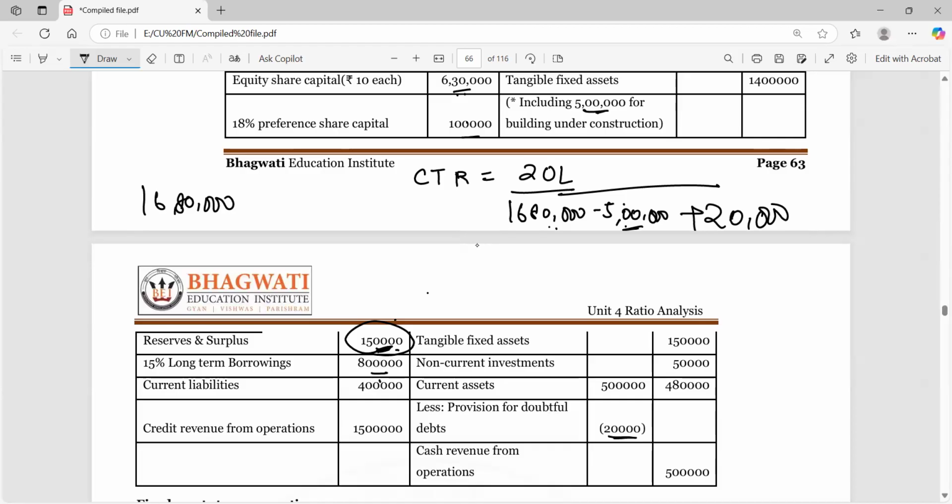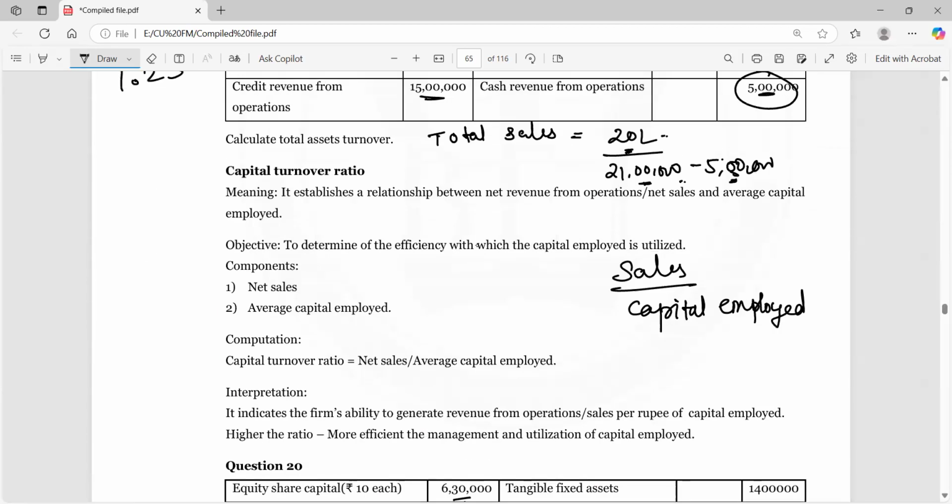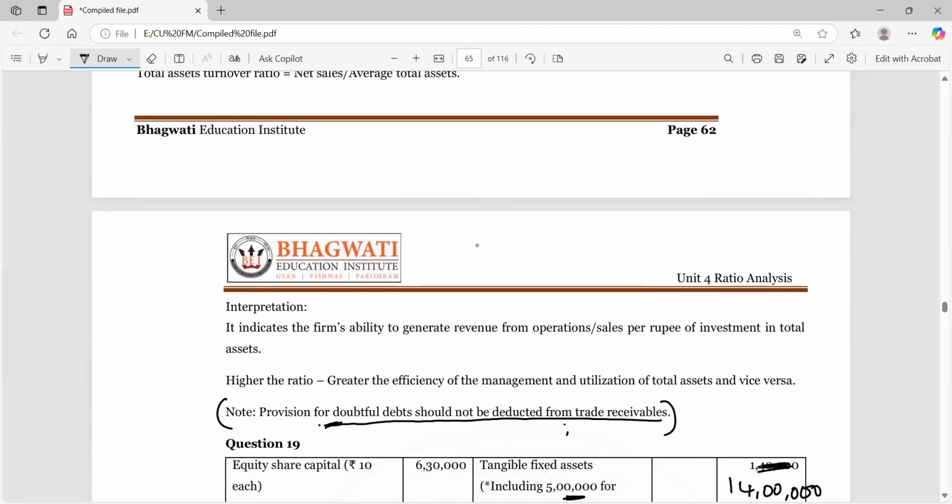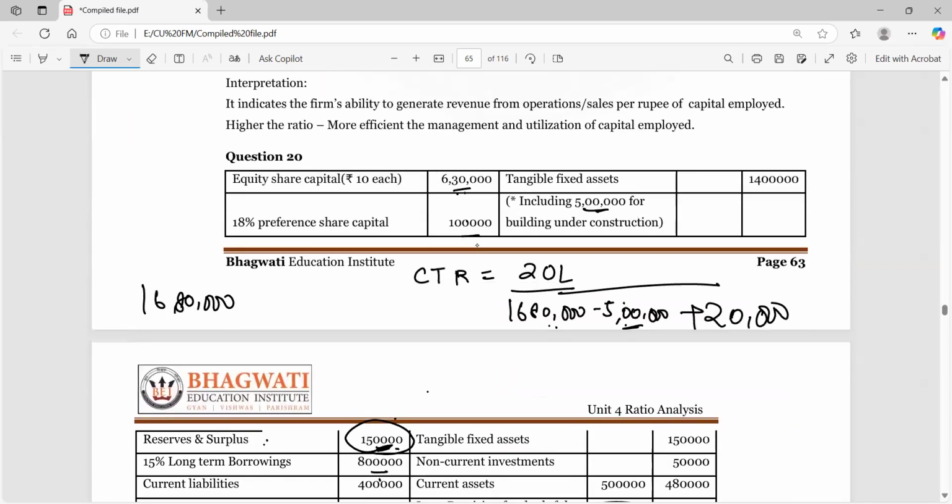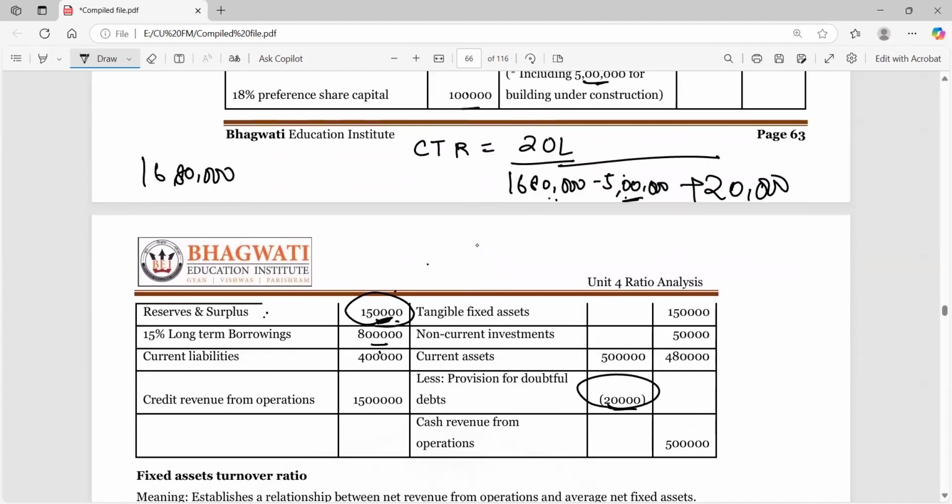This 1,50,000 is the reserves and surplus we got after subtracting provision for doubtful debts. While calculating turnover ratios or activity ratios, provision for doubtful debts should not be subtracted. So now we need to add it back. Understood now? So what is the capital employed? 20 lakh divided by 17 lakh 12... 1.6. Okay, 1.6.